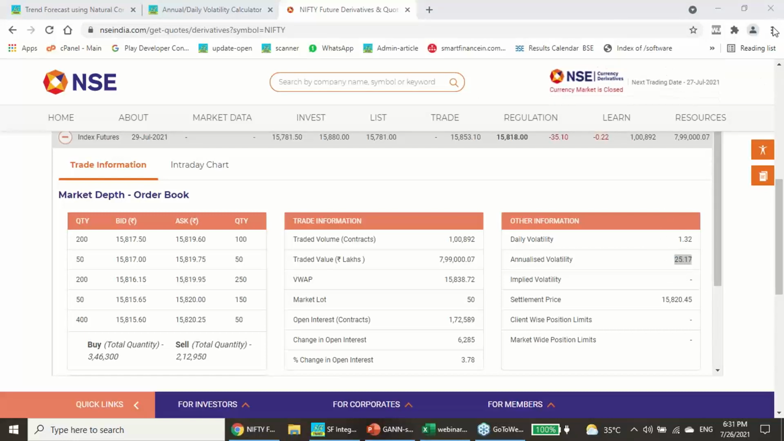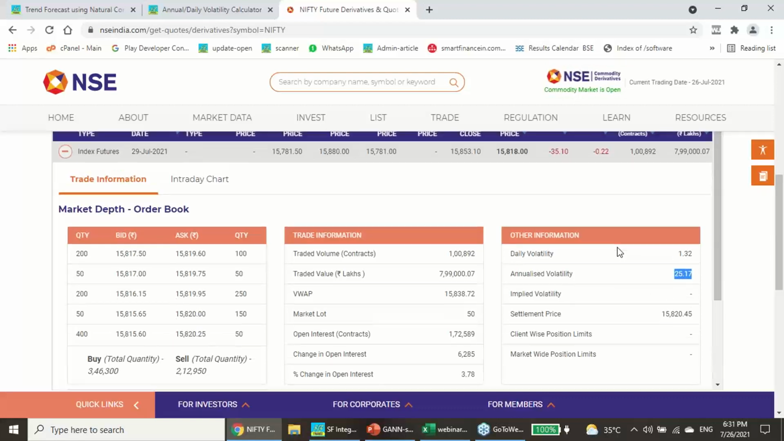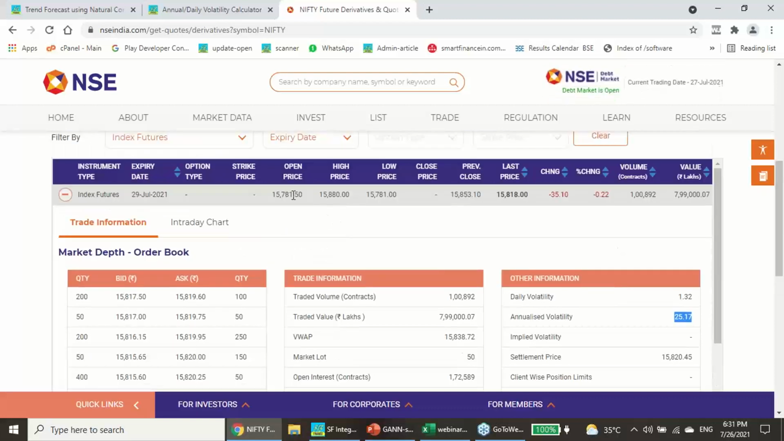Here you are seeing what today's volatility was. This annual volatility will never change within the day. If you are taking the reference from the NSE site, whatever annual volatility you are seeing today will remain the same throughout the day. Annual volatility is 25.17, and we require the opening price, 15,781.5. The day's low was 15,781. So the open price and the day's low are almost the same, just a 50 paisa difference. I am taking the authentic data from the NSE site, not cooked up data: 25.17 annual volatility.